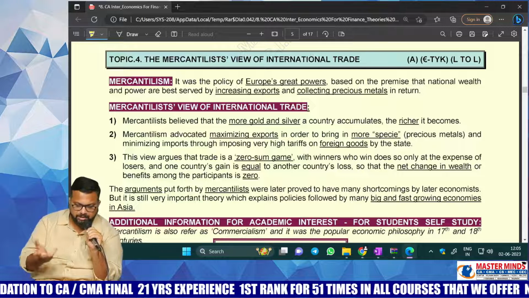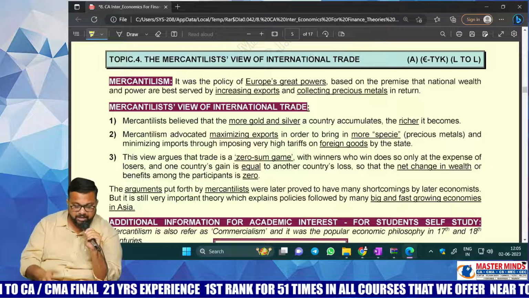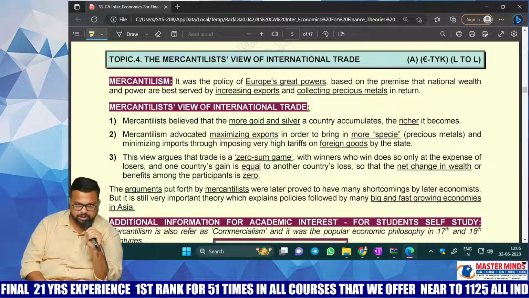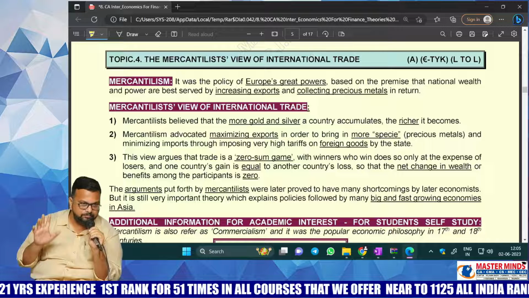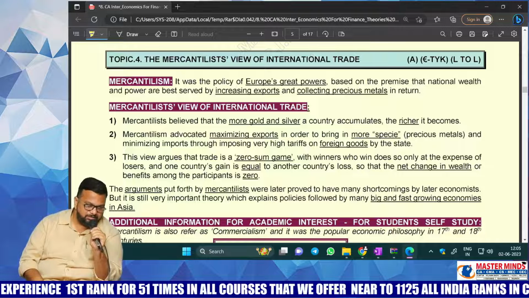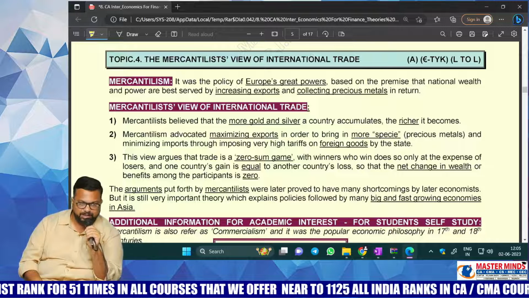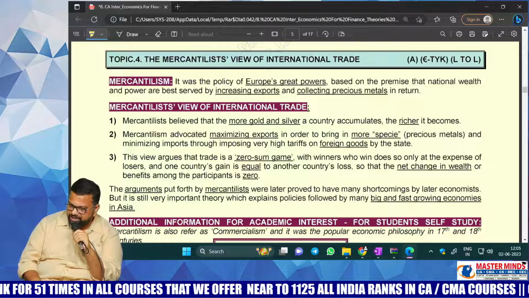That is nothing but the same thing explained in another way. One country's gain is equal to the other country's loss, Nana. That is called a zero-sum game. That means wealth is simply changing hands. There is no overall increase in wealth. So one country's gain is equal to the other country's loss.